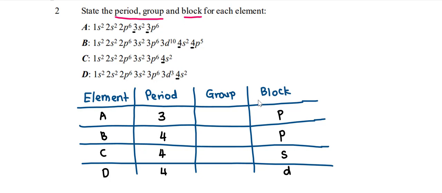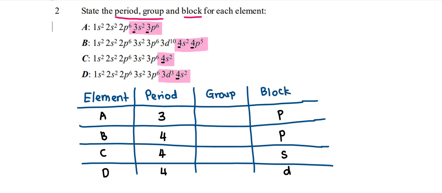Okay, so dah tahu dia punya block, baru kita tengok dia punya group lah. Okay, so since dekat sini dia punya block P, valence electron dia ns2, np6. Okay, 3s2, 3p6 lah, sebab N sama dengan 3 kan, yang paling outermost shell dia kan. Okay, untuk P block pula, untuk elemen B, 4s2, 4p5. Untuk S block bagi elemen C, 4s2. Untuk D block bagi elemen D, 3d3, 4s2.